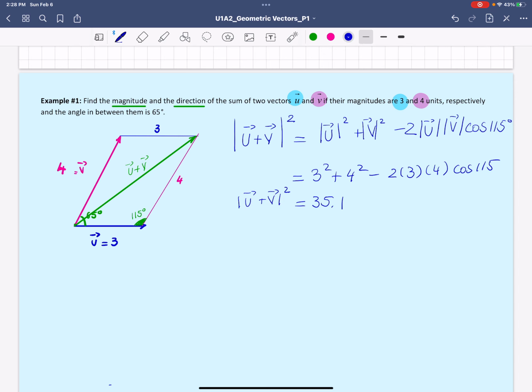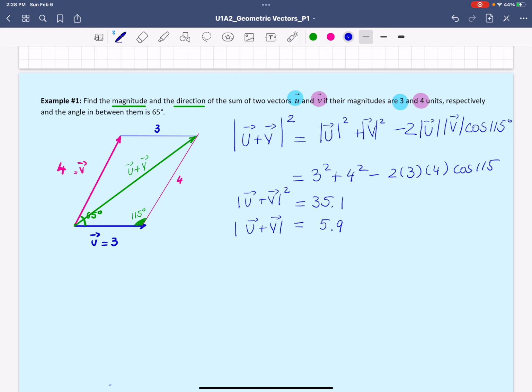I have to find u plus v, so I have to square root 35.1. And in this case, I would leave the answer, as I said, in the calculator and input it inside the square root for a more accurate answer, obviously. And I got 5.9. So I'm not actually specifically required how many decimal places to round. So I'm going to leave it at 1 decimal place, and I hope that will be okay.